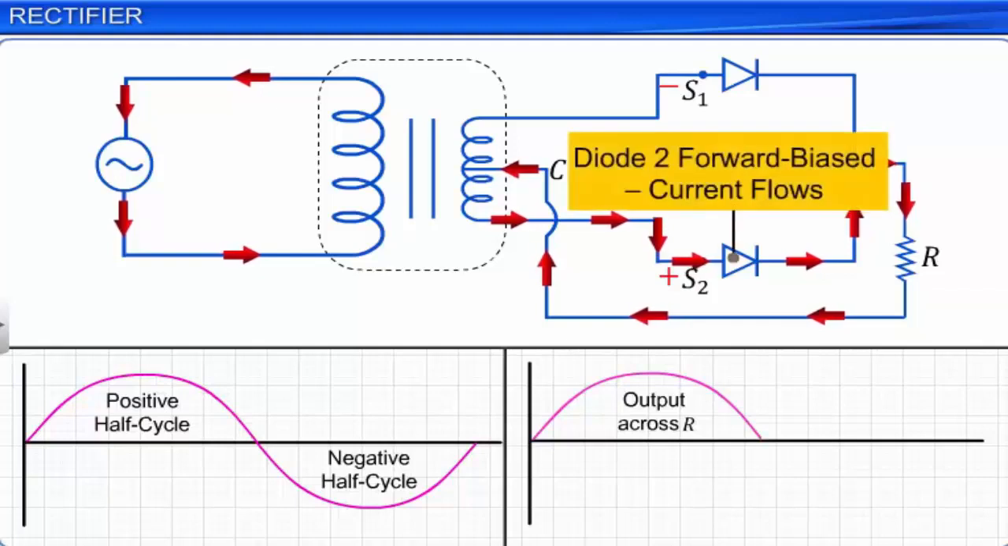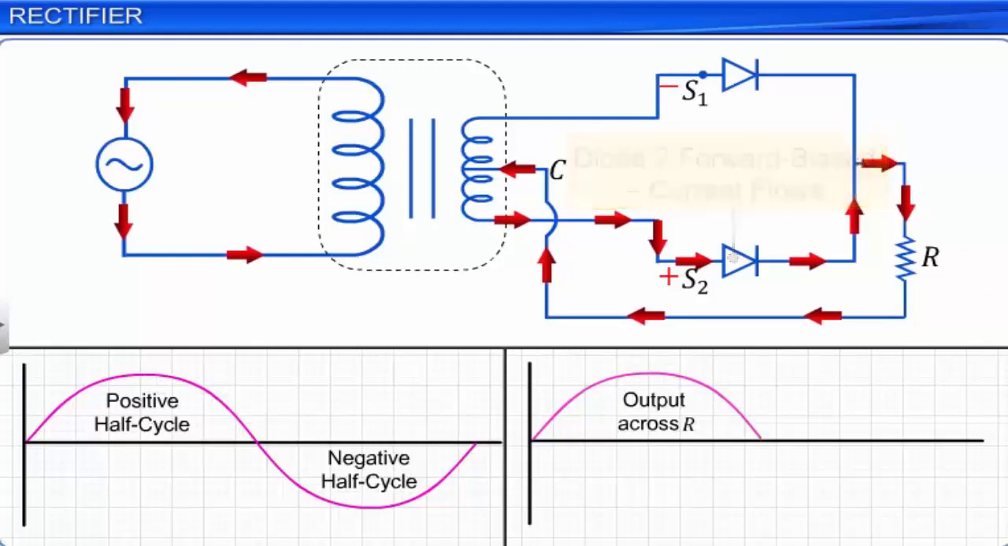Thus, a combination of the two diodes produces more continuous pulses of rectified voltage across the load resistance R. Since this circuit produces rectified output for both the positive and the negative half cycles of the AC wave, it is called a full wave rectifier. Although the output of a full wave rectifier is more continuous than a half wave rectifier, it is still in the form of unsteady pulses of voltage.